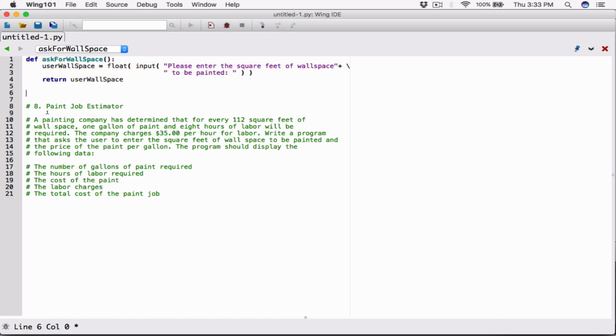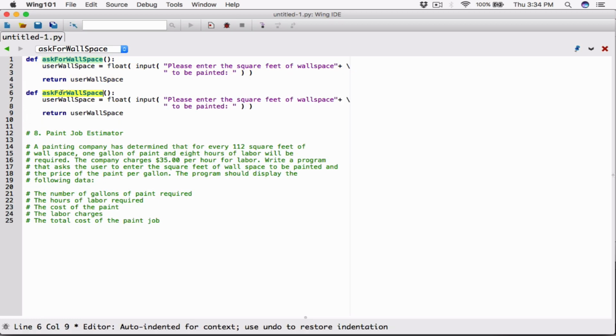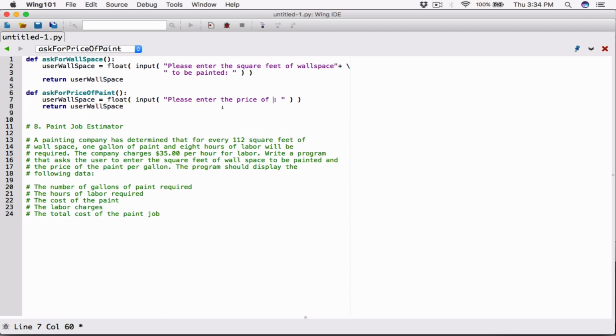I'm going to copy this, create a function and call it ask for price of paint. Now you can create these as one function together, but let's just separate things. What we want to do is ask the user for the price of paint. So we're going to say, please enter the price of the paint, like this.